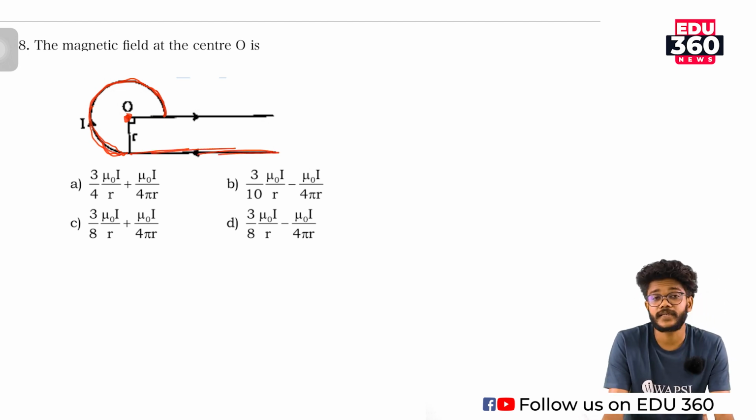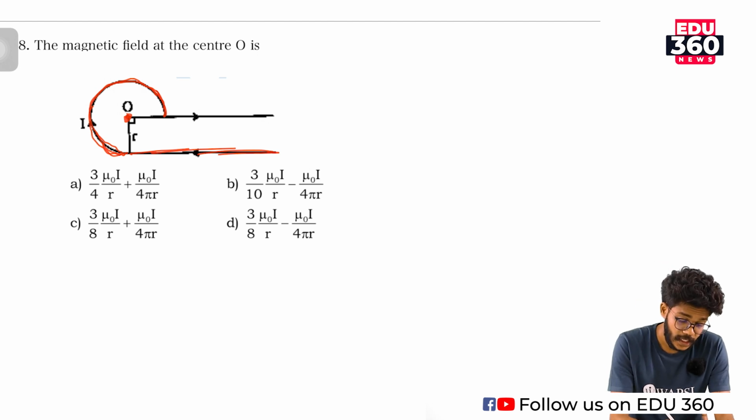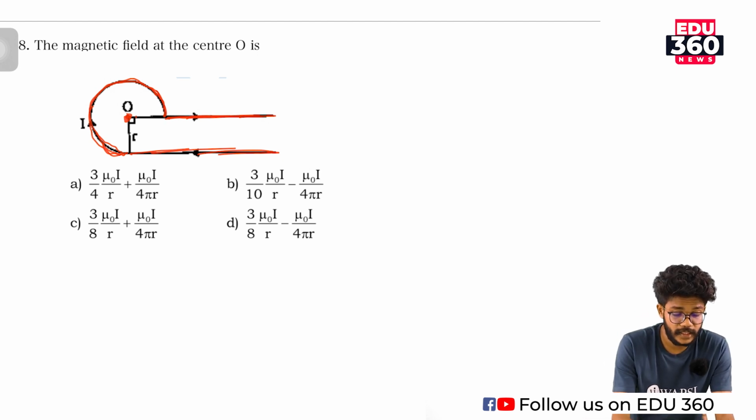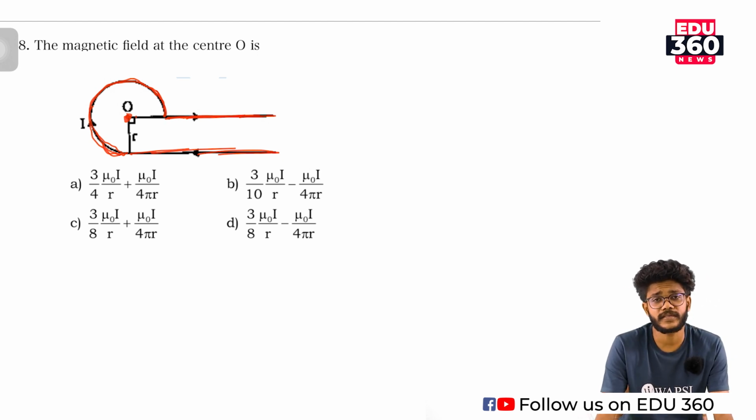So magnetic field can be caused by a line. Here is another line. So some magnetic field is caused by this line as well. Okay, so I will explain to you.